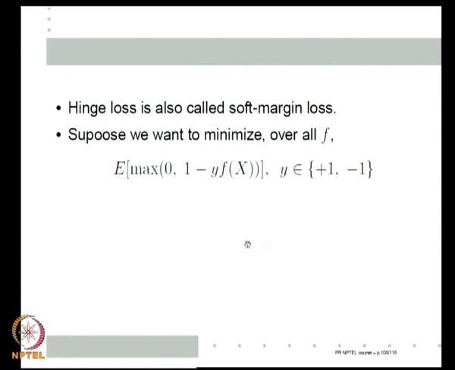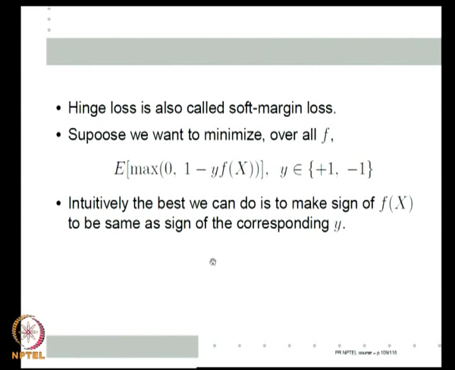Suppose we are actually minimizing expectation with respect to the soft margin loss, say y is plus 1. So, we want to find a model such that we minimize the expectation of max(0, 1 minus y f(x)). What is our best bet? We always want this max(0, something) to be 0. So, we want this to be always positive if possible. That I can do if I always make y and f(x) have the same sign.